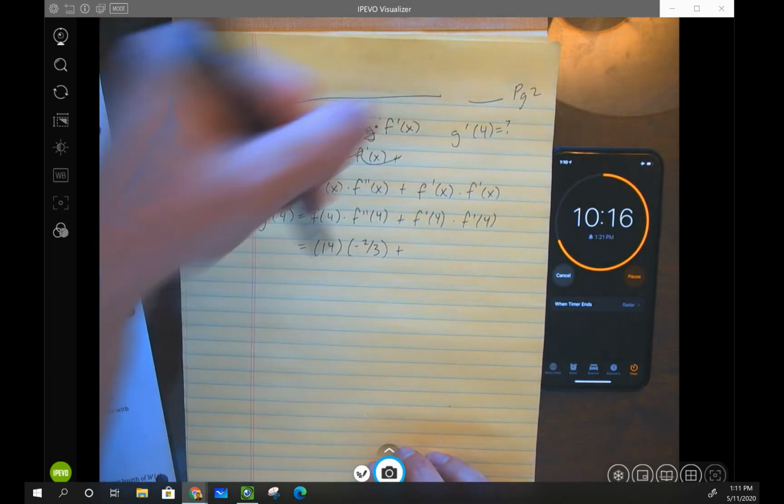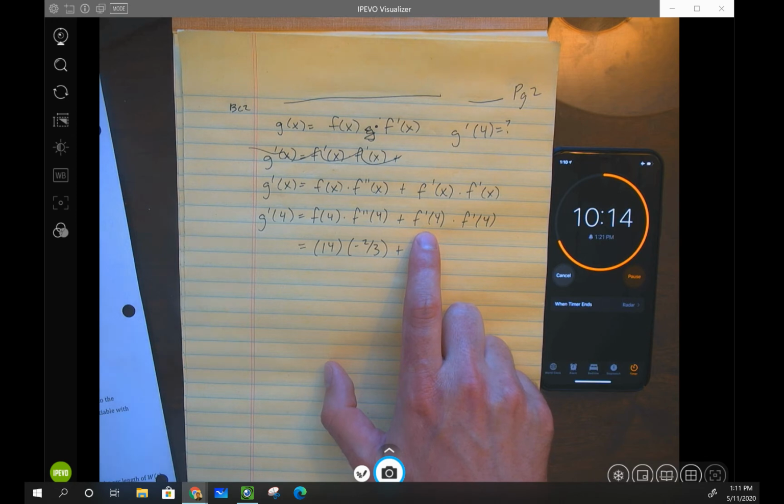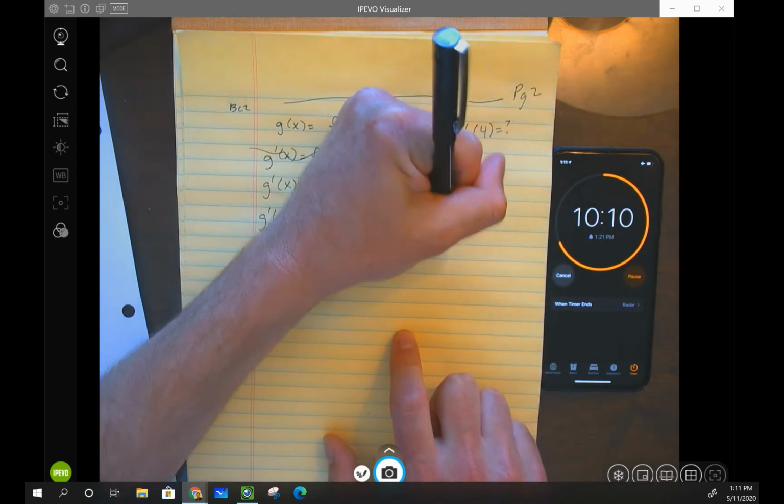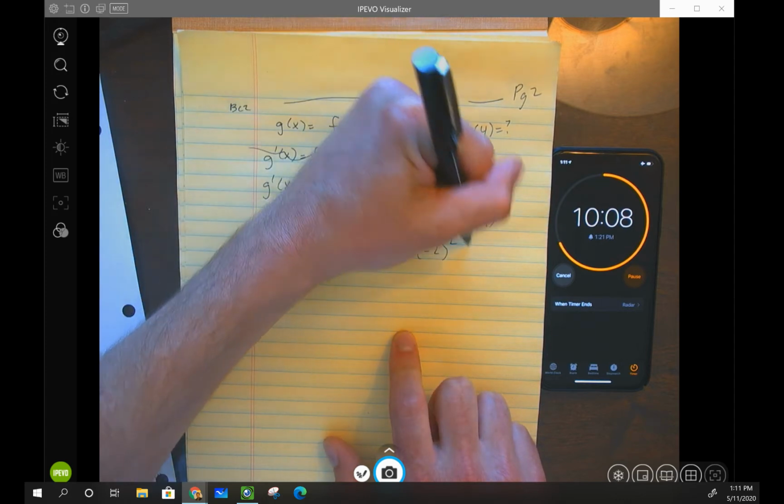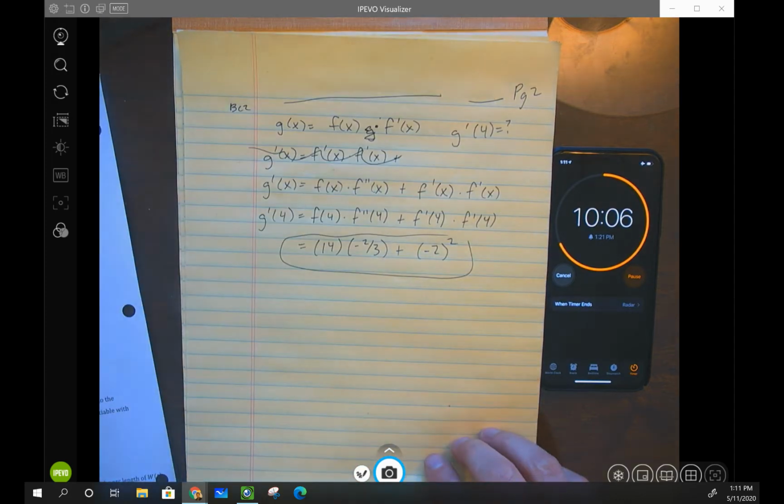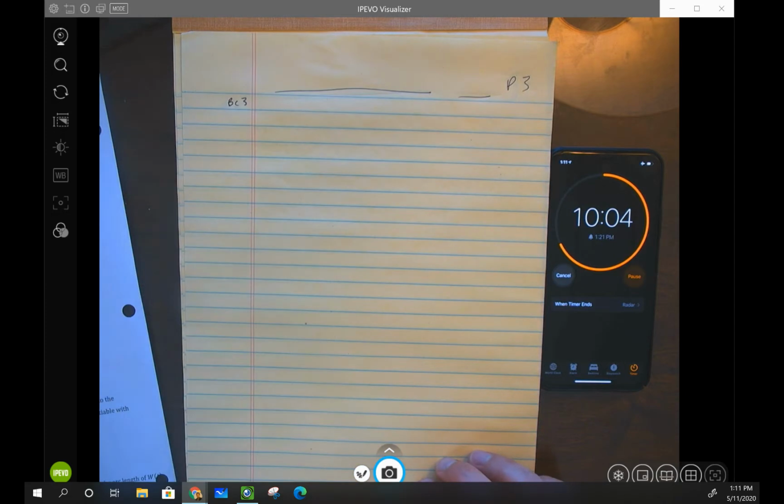All right. f prime of 4 is the y coordinate of the f prime graph at 4, which is negative 2. So it's negative 2 times negative 2. So I'll just square it, and I'm just going to box that and move on, right? DNS, if your scientific calculator can do it, you don't have to.